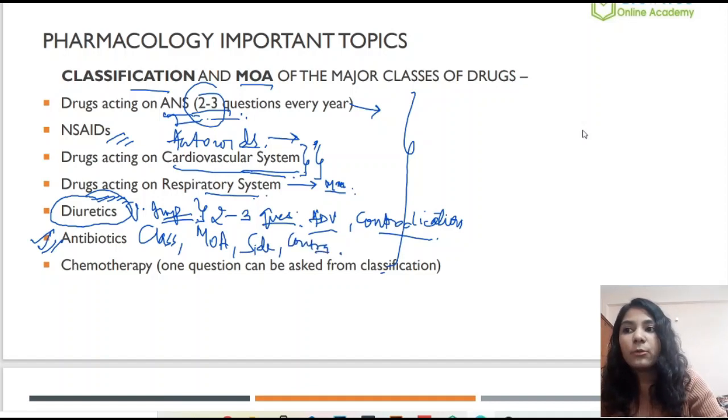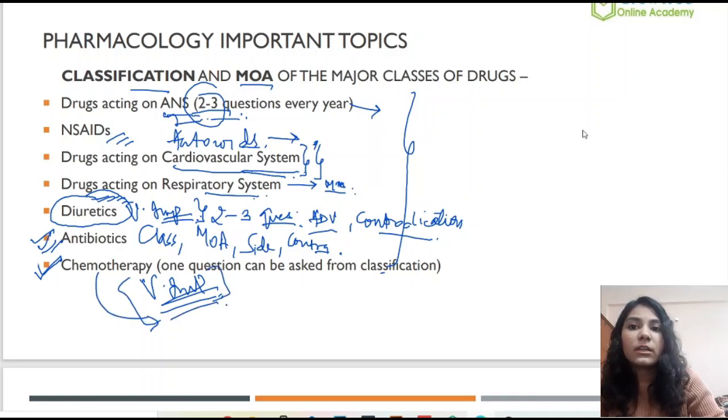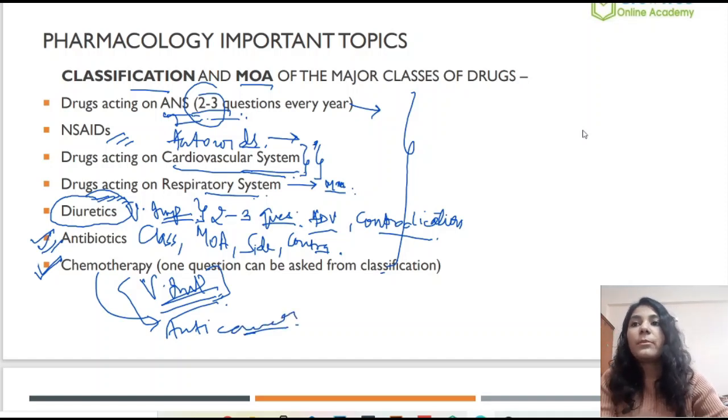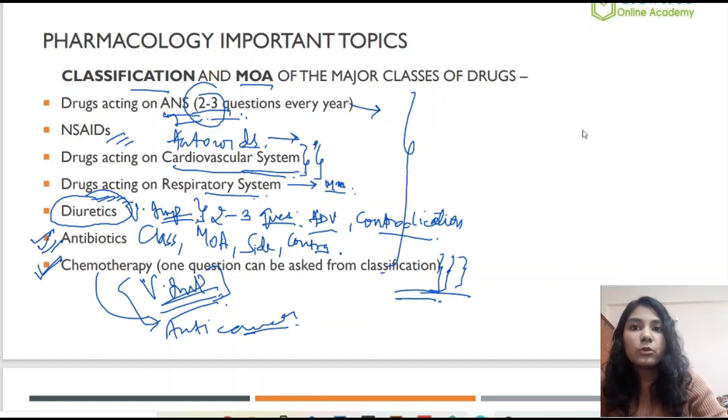And the last one is chemotherapy, and mainly you need to memorize the classification. Every year you will find a question from the classification of chemotherapy. Okay. And also go through the mode of action once. And you can also see which drug is used in which cancer. That would be beneficial for you, but mainly you should emphasize more on classification and mode of action of the following drugs. Apart from this, you can also study hormonal drugs, mainly drugs used in diabetes.